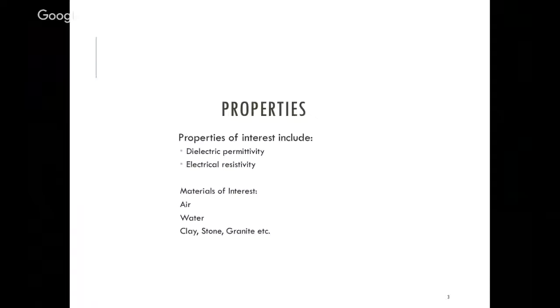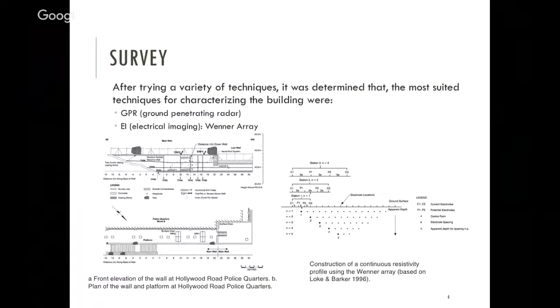Our main properties for this investigation are dielectric permittivity and electrical resistivity. Our main materials that we're working with are air, water, clay, stone, and granite. In 1984, one of the masonry walls collapsed. So they wanted to determine if geophysical techniques would be good to identify different characteristics about the wall.